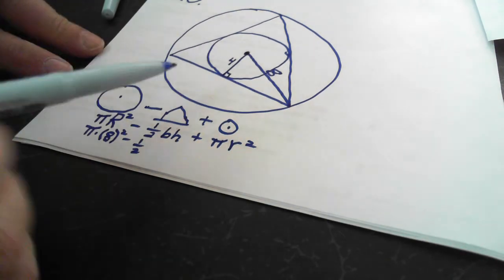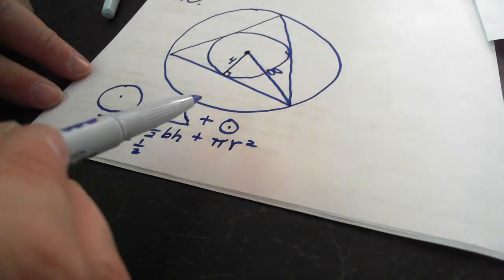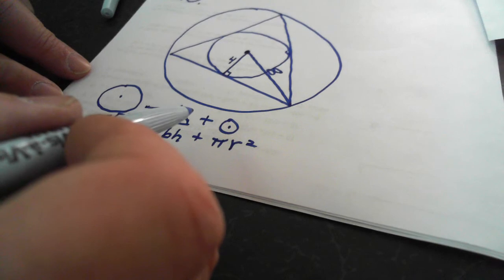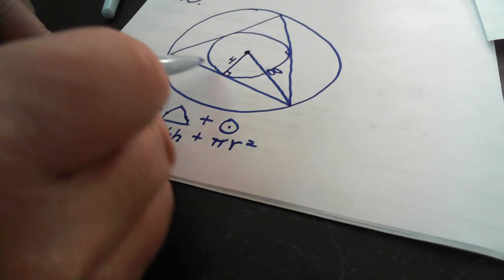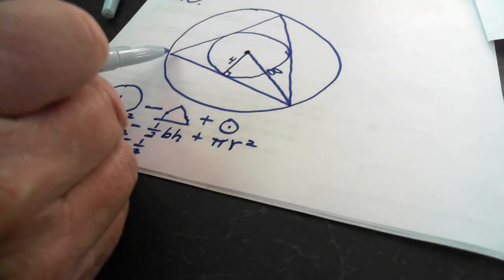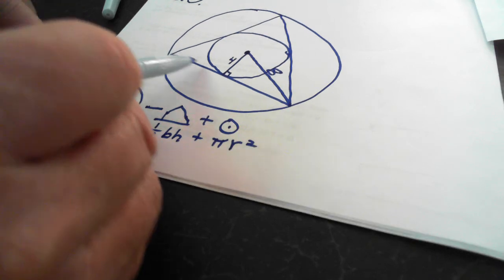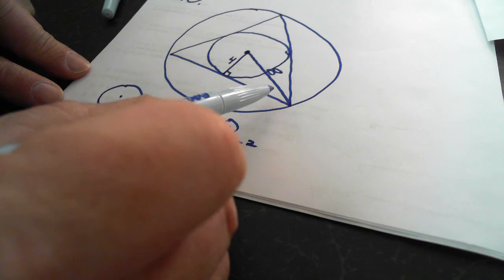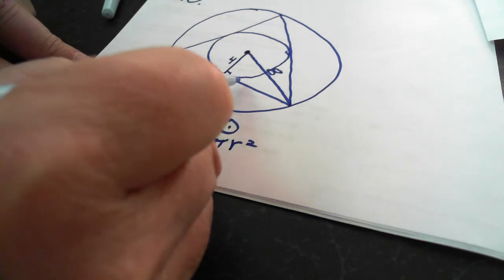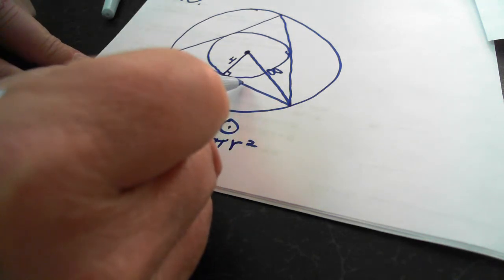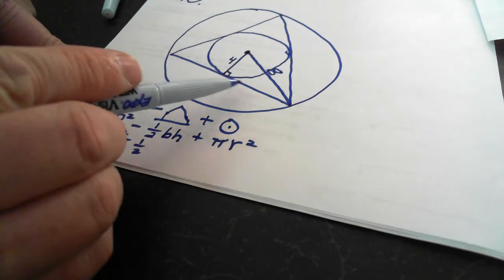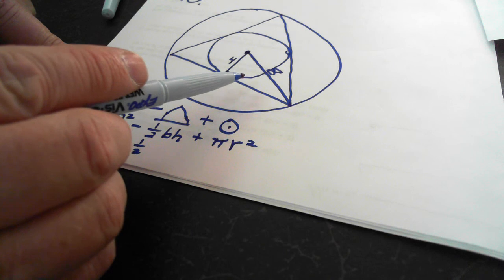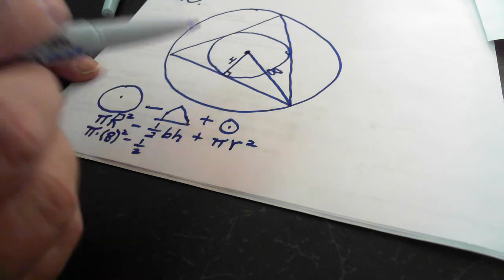I'm confused. Why is it? So Matt, if I'm doing 1/2 base times height here, you're saying the base, do we know that? Or do we have to do a little work yet? How much is this part right here, Matt? That should be the 4 times square root of 3.